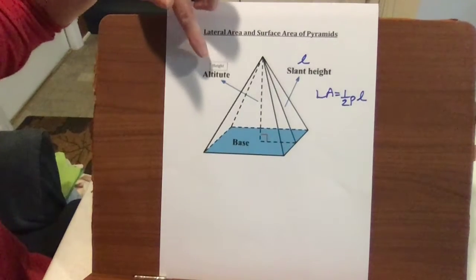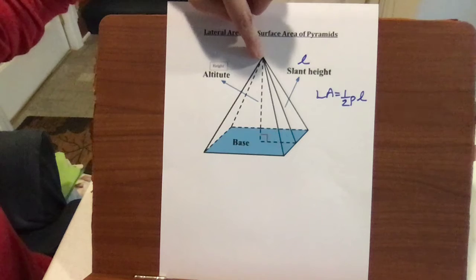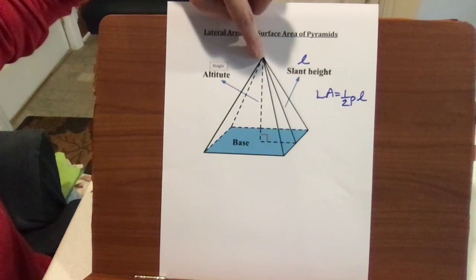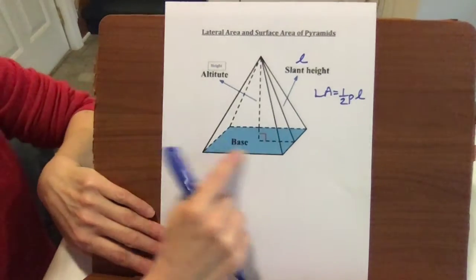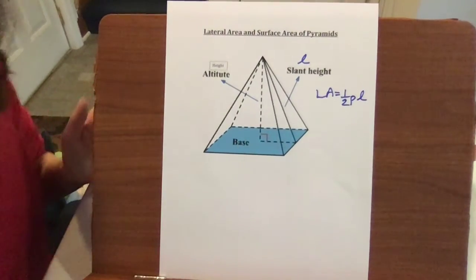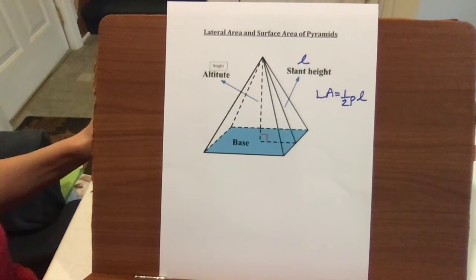All right, the height of the pyramid goes from the apex or top or the vertex point of your pyramid all the way down to the center of your base. All right, and this blue area is your base, which then we will calculate base area, capital B, as we did when we calculated surface area and lateral area of prisms and cylinders.